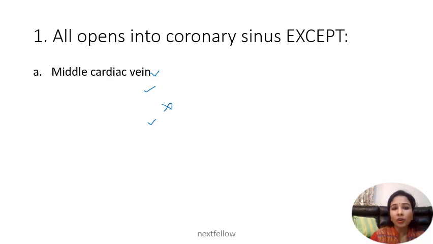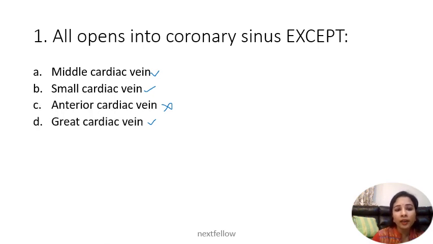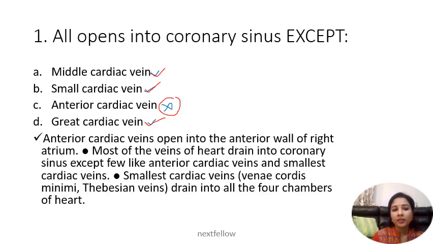Next we shall talk about what opens into the coronary sinus: middle cardiac vein, small cardiac vein, anterior cardiac vein, or great cardiac vein. We know the middle cardiac vein opens into it, the small cardiac vein opens into it, and the great cardiac vein too. What doesn't open into it is the anterior cardiac vein. The anterior cardiac veins open directly into the anterior wall of the right atrium. They don't have any communication with the coronary sinus at all.